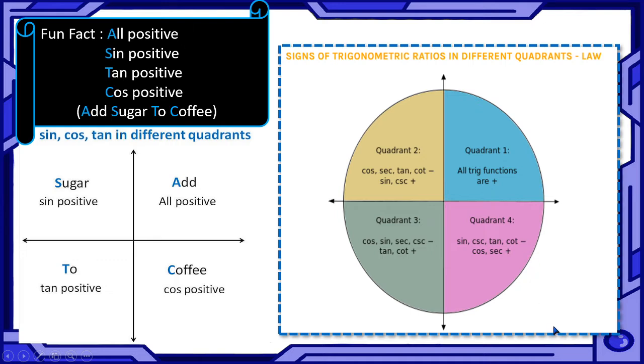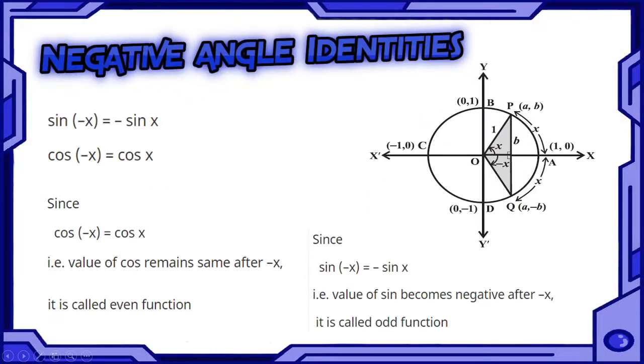Just to keep in mind, you can store and you can save this shortcut like add sugar to coffee. Add: A stands for all, sugar: S stands for sine, 2: T stands for tan and coffee: C stands for cos. So this way you can learn this thing.